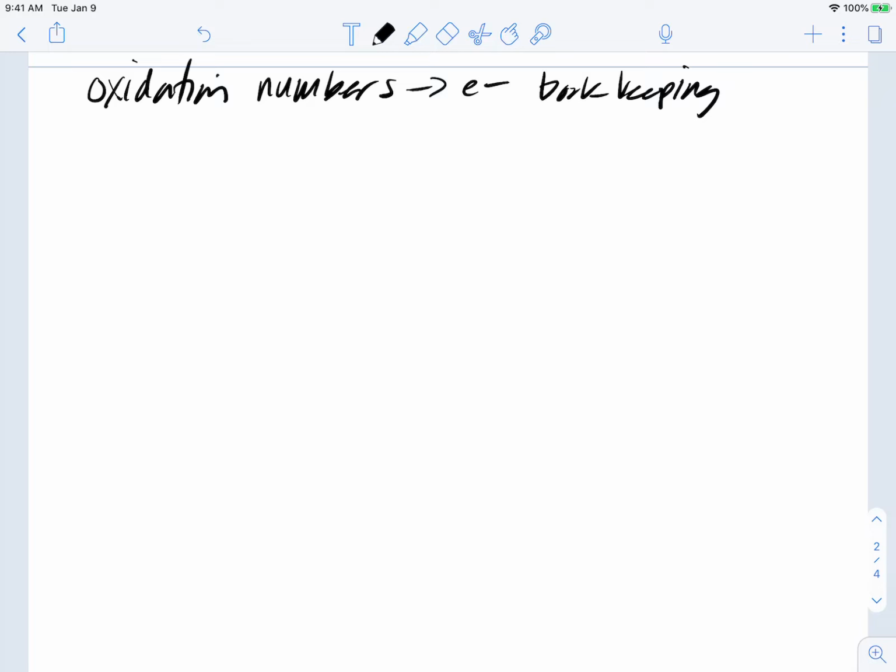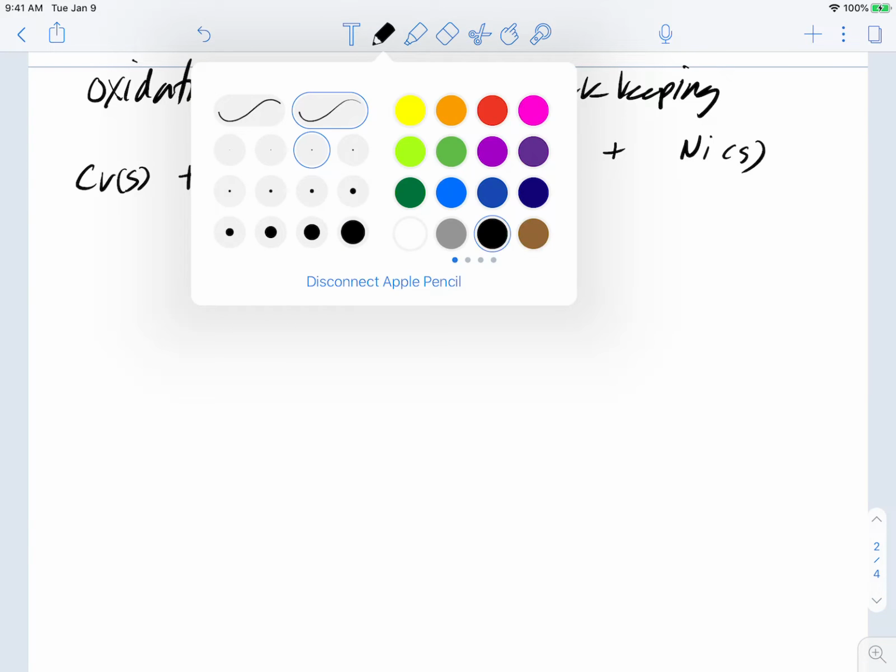So let's say we have chromium solid plus nickel 2+ aqueous goes to form chromium 3+, not solid, aqueous, plus nickel solid. So if we look at this, we have to balance two things. We have to balance for mass and for charge.